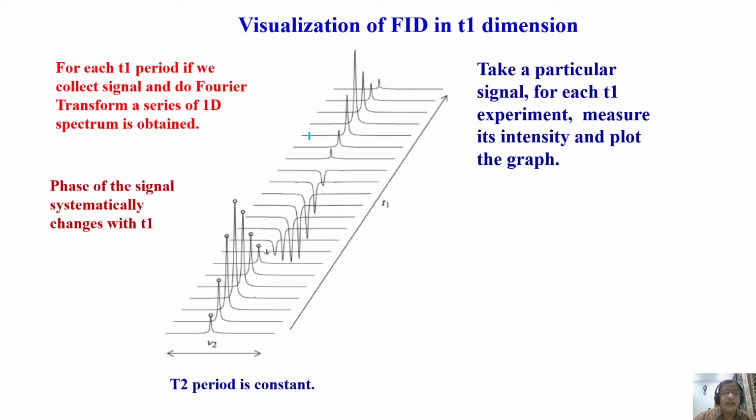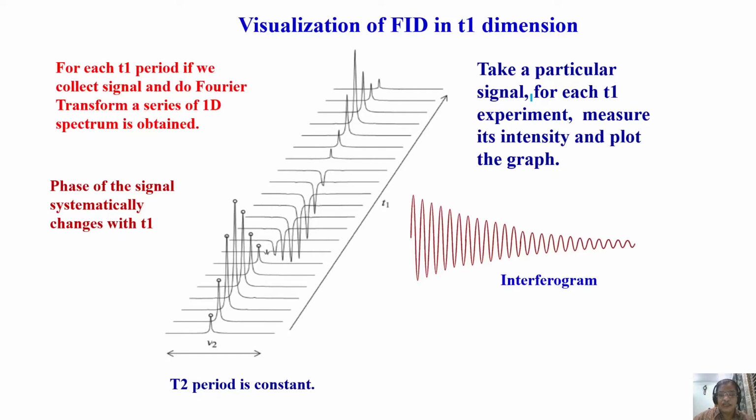In the T1 dimension, indirectly, you have created a free induction decay, a time domain oscillatory and decaying signal you have created in the time domain. That's precisely what you are going to have. You are having a FID, free induction decay, in the T1 domain, and also you have FID in the T2 domain. That's how you indirectly created.